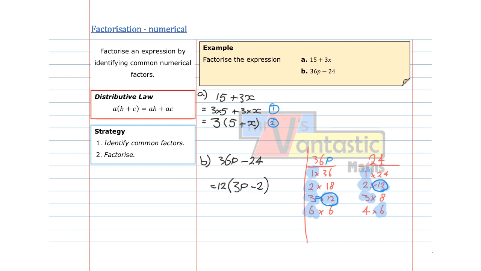Now you could put in the middle step of 12 times 3p minus 12 times 2, although you don't necessarily have to. And that's it. That's how we can factorize by identifying common numerical factors. Fantastic.